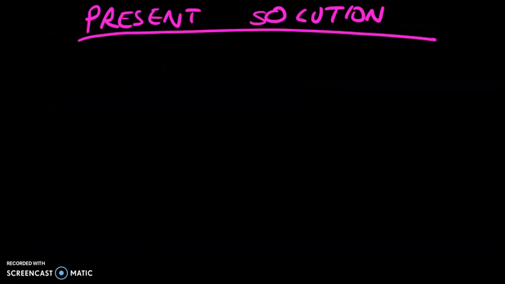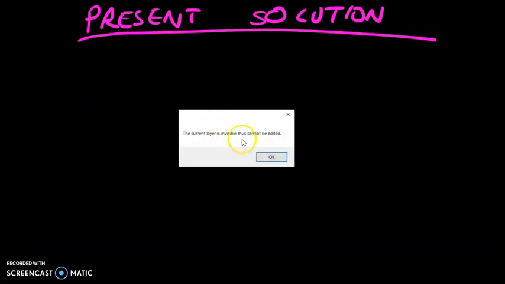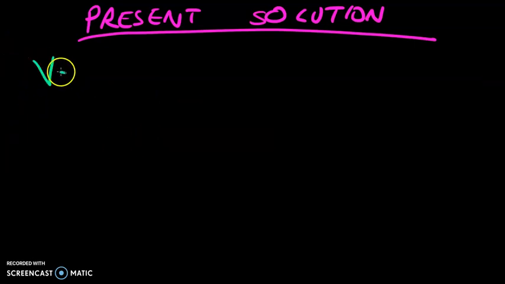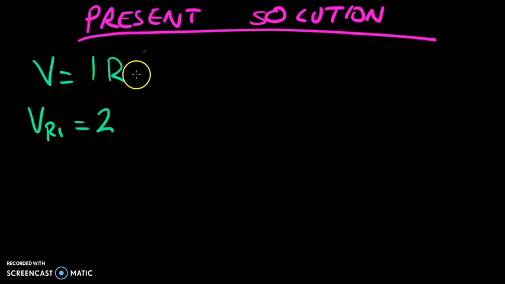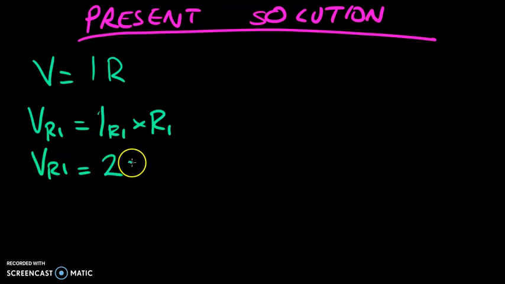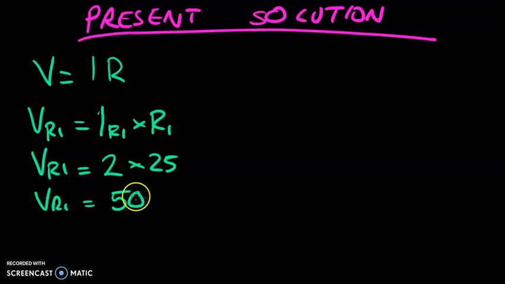Voltage. Voltage is equal to current times resistance. We know the current, we know the resistance. So voltage R1 is equal to the current through R1, which was 2 amperes. Sorry, let's just put the proper bits of the formula in there. VR1 equals IR1 times R1. Okay, and IR1, the current through R1, is the same as the current through R1 and R2. So VR1 is equal to that 2 amps times 25. VR1 is equal to 50 volts.